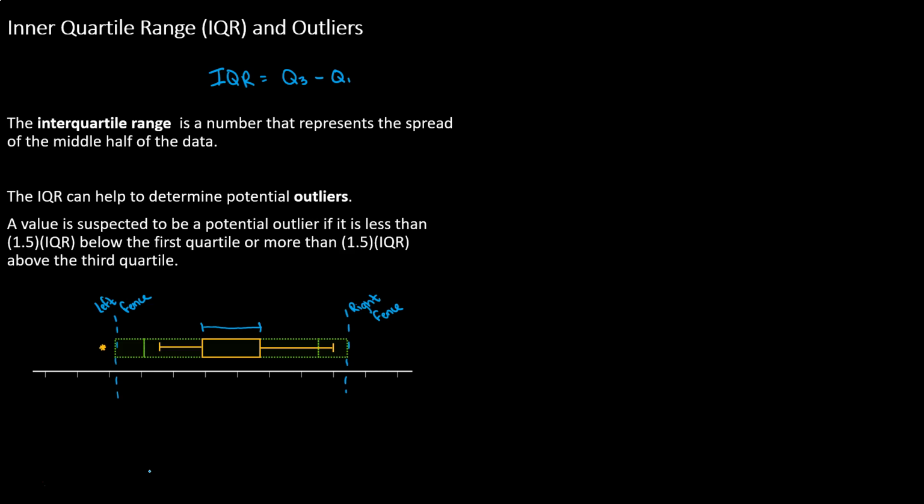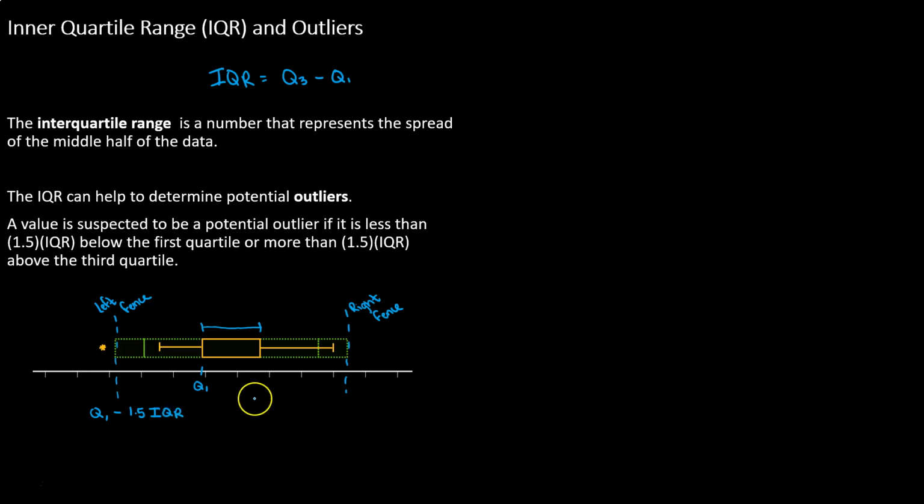To find our left fence, I need to start with the left edge of my box in the box plot. That comes from Q1. Then I'll subtract 1.5 times the length of the box, which is the same thing as the IQR. So our left fence is Q1 minus 1.5 times the IQR.